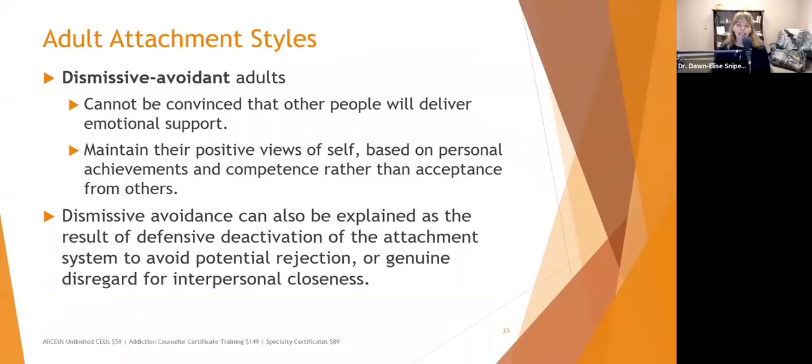Dismissive avoidance can also be explained as the result of a deactivation of the attachment system to avoid potential rejection. Rejection hurts, and it hurts a whole lot anytime. But when you are a little kid, oh my gosh, it's devastating. And when you're a little kid and it's your primary caregiver rejecting you, what does that say to you? Especially considering when you're a little kid, you're thinking in all-or-nothing terms and egocentrically. You're not thinking, well, the caregiver has some mental health problems or has an addiction and just isn't able to be there for me. A little kid's going, what am I doing that is making the caregiver drink? What am I doing that made the caregiver commit suicide? Why? What did I do?